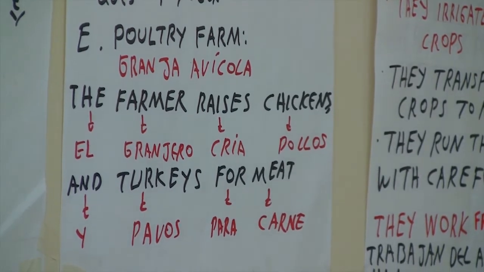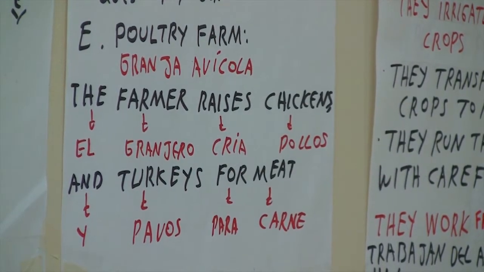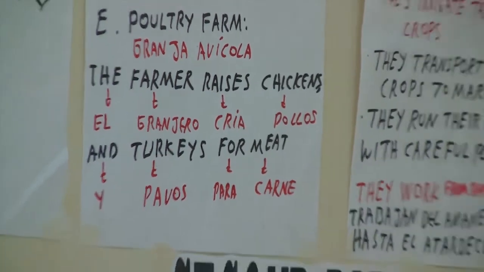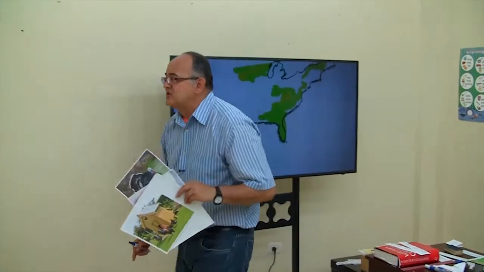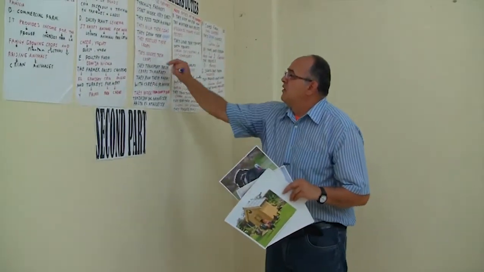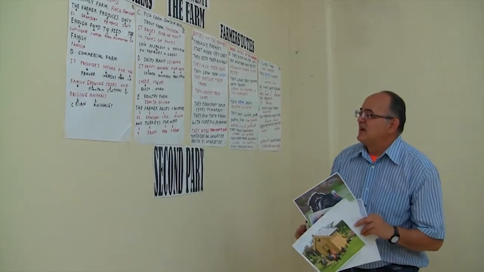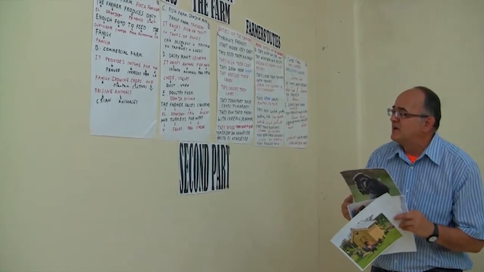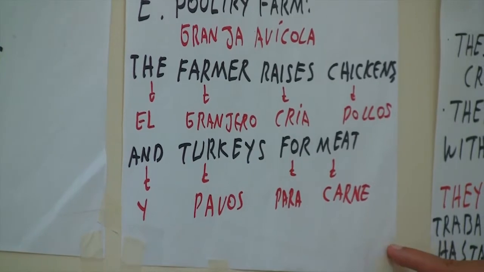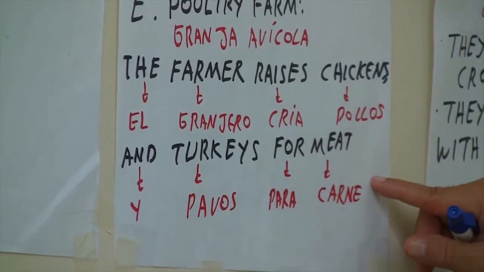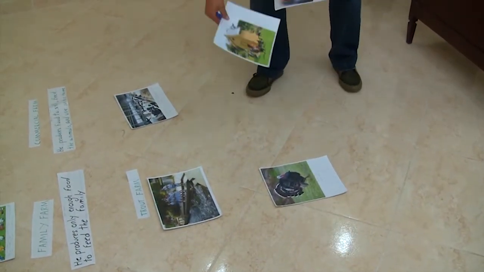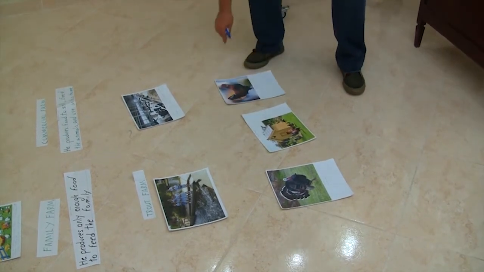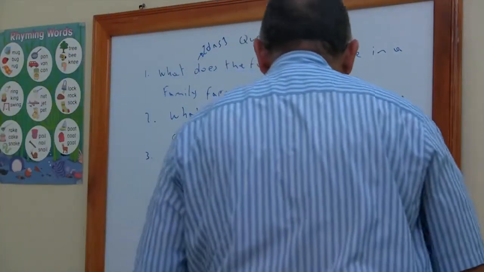So we can ask the same question here. What do the farmers produce in a poultry farm? He produces, as you say here, he grows the chickens and turkeys for meat, and also the family raises chickens, and you can get the eggs. So let's put it here. This for them. And I'm going to show you what the farmer produces.